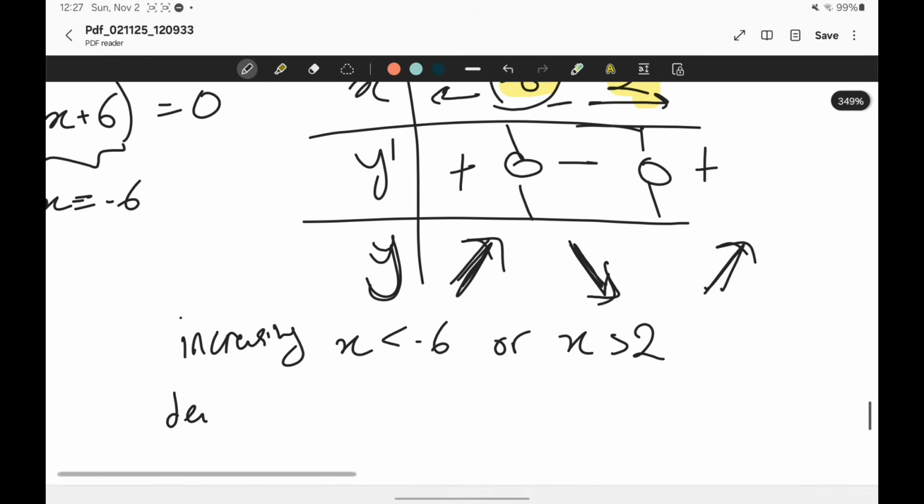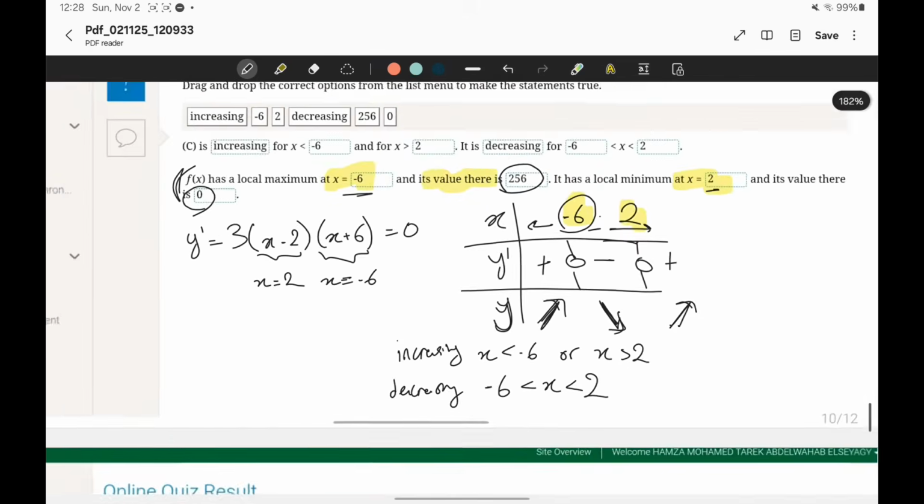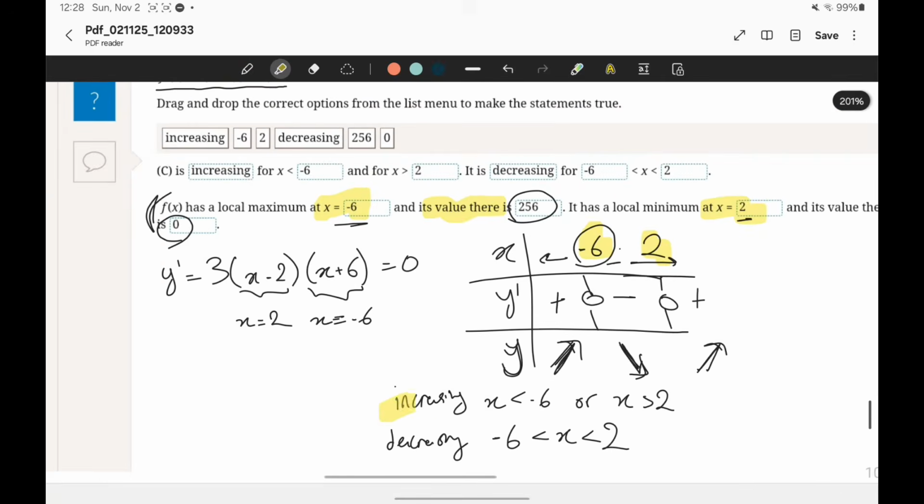So decreasing for x in between minus 6 and 2. So we have minus 6, it's bigger than that, but it's less than 2. Okay, so you're going to take these and write them like that. Increasing for x is less than minus 6, greater than 2, and it's decreasing for this.